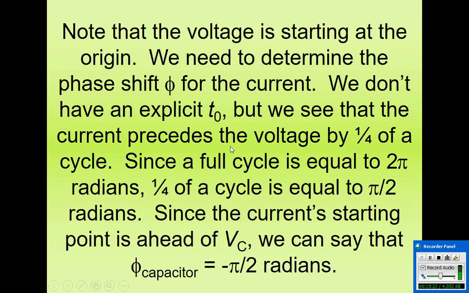And so we can say that 1/4 of a cycle, if a cycle is 2 pi radians, is pi over 2 radians. The current is leading the voltage across the capacitor. And so the phase shift for the voltage across the capacitor is minus pi over 2 radians. Remember I said earlier, our current is going to be our reference. We want to measure the phase shifts of the different circuit elements with respect to the current. So the voltage across the capacitor is going to have a phase shift of minus pi over 2 radians, and we are going to express our current as having no phase shift.